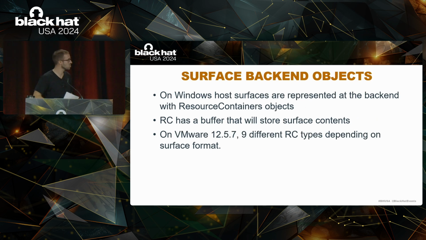So on a Windows host, surfaces are represented with a data structure on the backend, which is called a resource container. The most interesting thing about this data structure is that it contains a buffer in which the contents of the surface will be stored. And on VMware 12, the version that was targeted, there are basically 9 different resource container types, and which type is going to be allocated solely depends on the surface format.